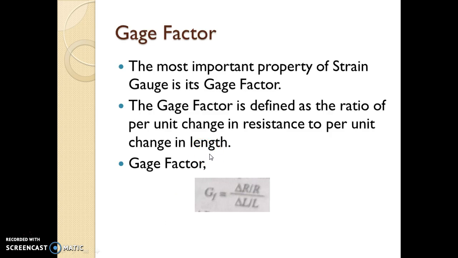Now here is something called the gauge factor. Gauge factor is the most important property of a strain gauge. Gauge factor is defined as the ratio of per unit change in resistance to per unit change in length. Gauge factor is given by delta R by R divided by delta L by L, where R is the original resistance of the strain gauge when the length of the strain gauge is capital L, that is, before applying any external force. Now you apply external force, and the resistance changes. This change in resistance is delta R, and delta L is the change in length.